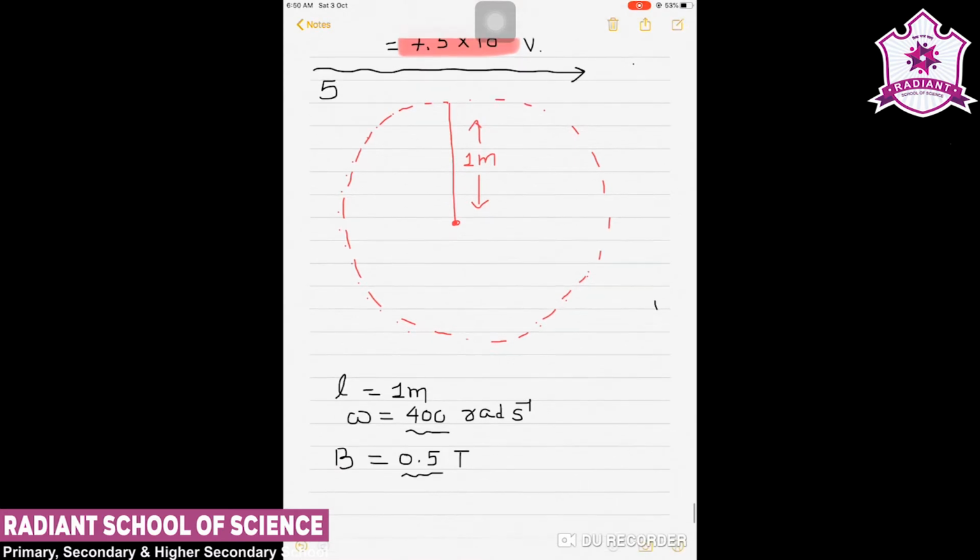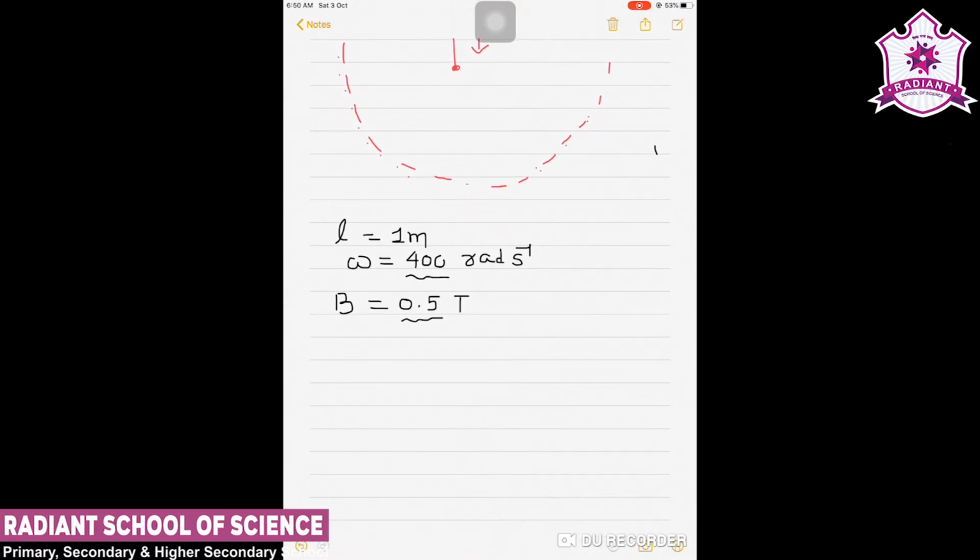Now we are given that a constant and uniform magnetic field of 0.5 Tesla parallel to the axis exists everywhere. So B is given, that is 0.5 Tesla, and we have to calculate the EMF developed between the center and the ring.